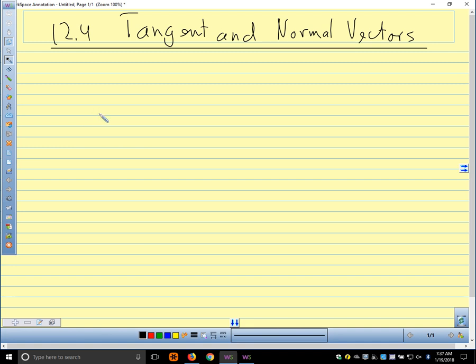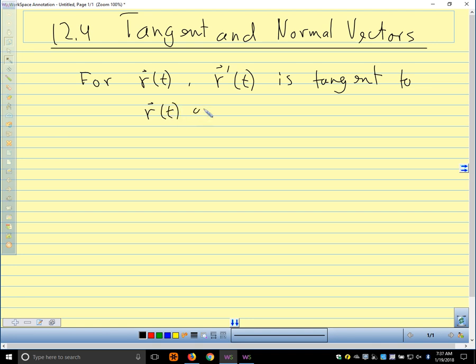All right. So, in the last couple of sections, we defined a derivative, and we saw that for r of t, r prime of t is tangent to r of t at t, and points in the direction of increasing parameter.